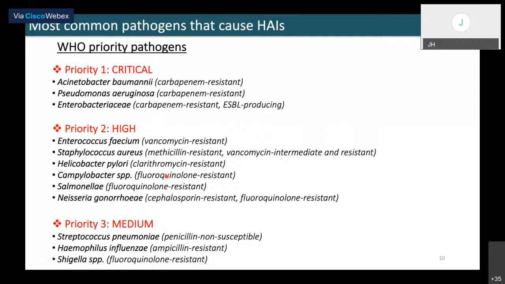So these are the pathogens you can see. They are highly resistant to many antibiotics, many drugs known in the market right now. And in some cases, we don't have any options to treat them or kill them, because they have developed resistance to almost all kinds of drugs.